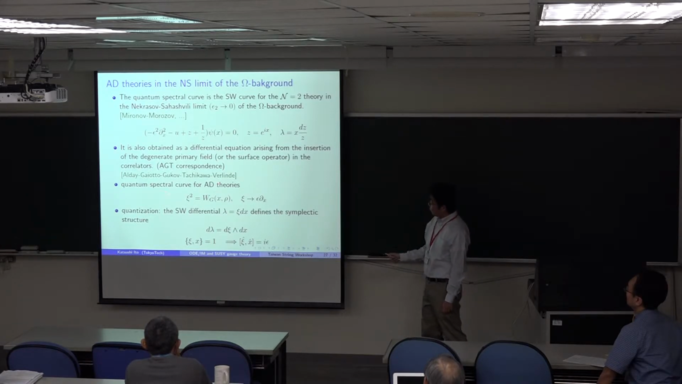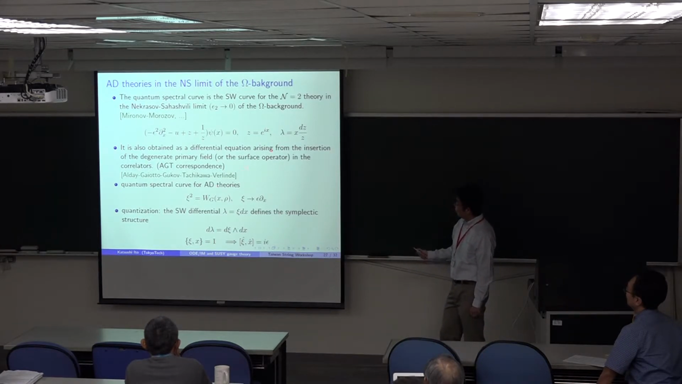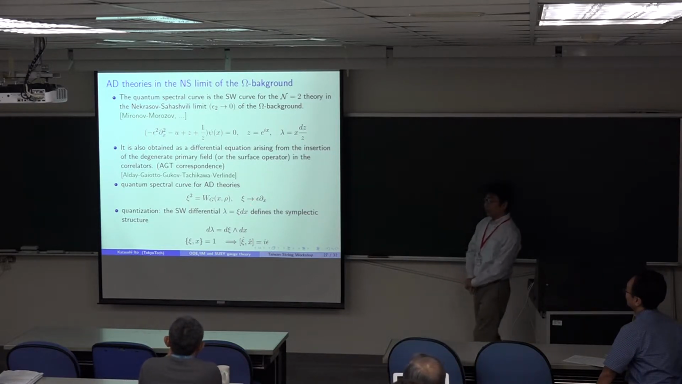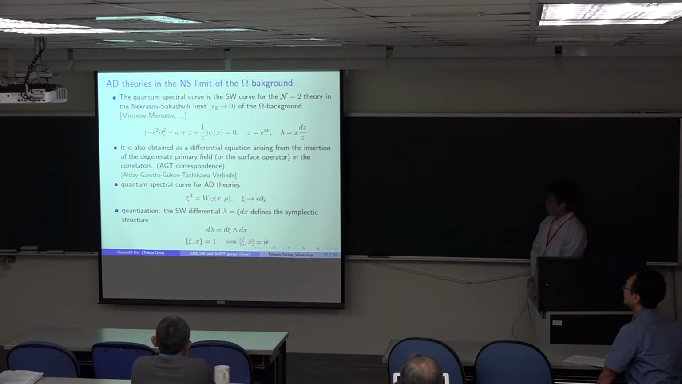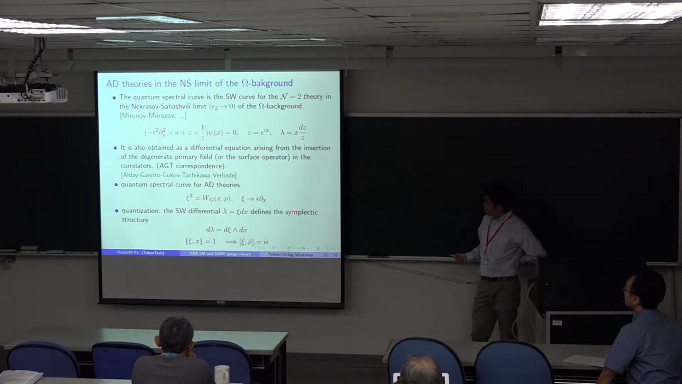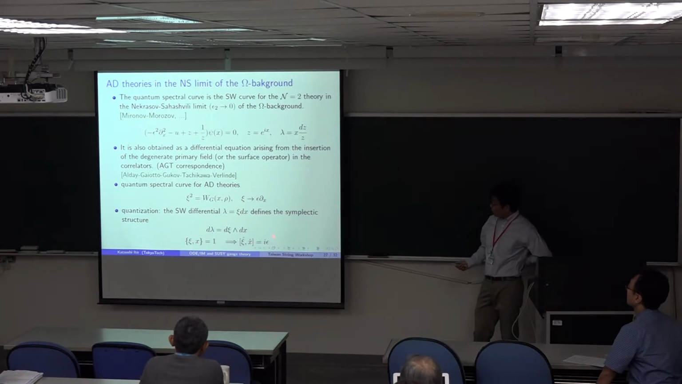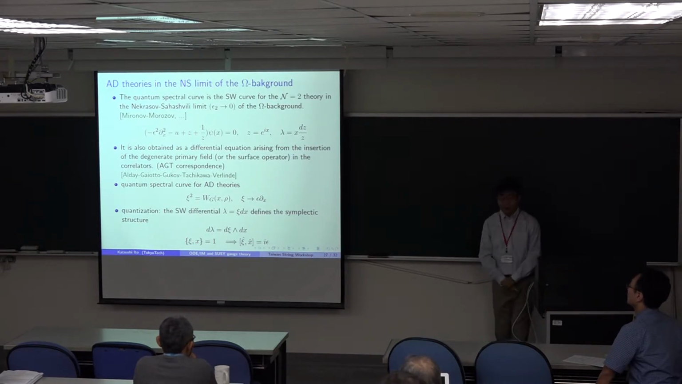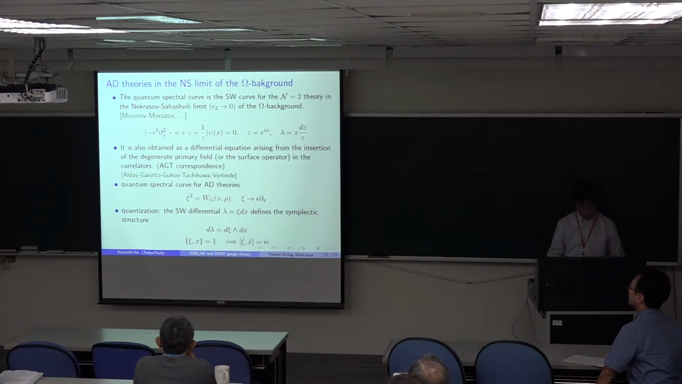So in the case of Argyres-Douglas theory, we can do a similar replacement that gives a quantum spectral curve for Argyres-Douglas. A very naive understanding of this replacement is due to the quantum Seiberg-Witten differential. The Seiberg-Witten differential defines some symplectic structure, so it can be quantized. That gives the BPS states. That's one simple interpretation.